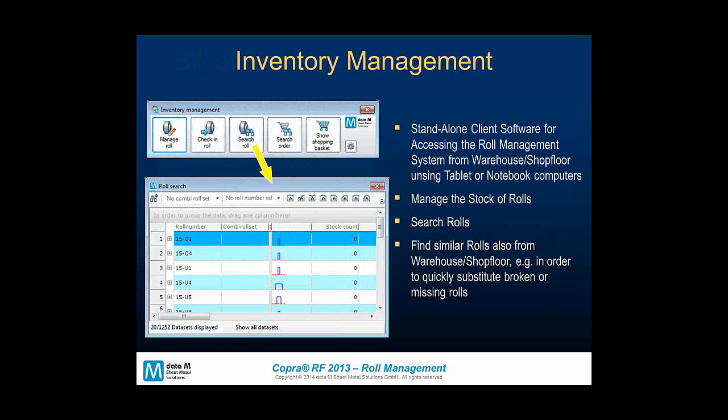And ultimately, this tool allows us to manage the stock of rolls. And we can also search for rolls. And we can also find similar rolls, which is a nice tool for anyone who's ever had experience of losing rolls or finding a roll which wasn't replaced following a production run at the next production run. So we can easily search the database to find a roll and its location which could be suitable to get us through this particular production run.